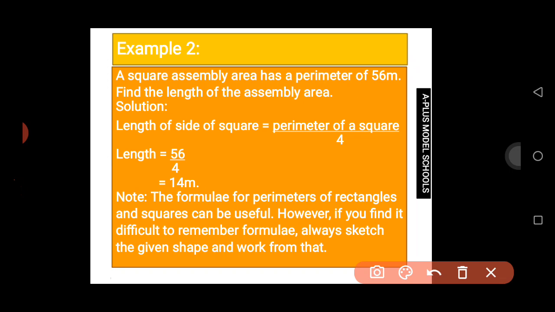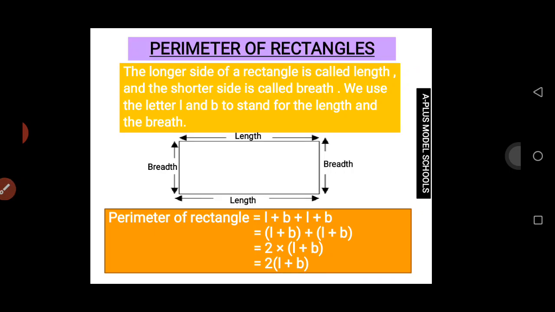Now note, the formula for perimeters of rectangles and square can be useful. However, if you find it difficult to remember the formula or formulae, always sketch the given shape and work from that. So it means whenever you forget formulas and you are dealing with perimeter, just try to carve out the shape. Then once you know the measurement for each of the sides, just add them together. It will give you the perimeter of the square. Now let's move to perimeter of rectangles.